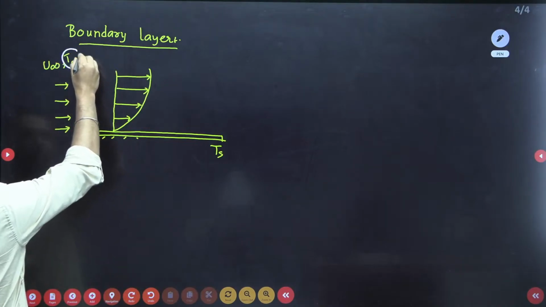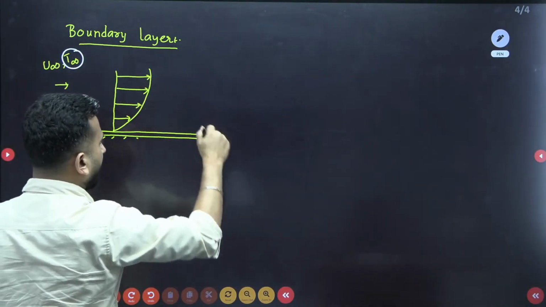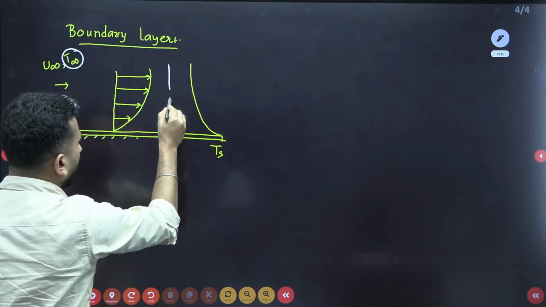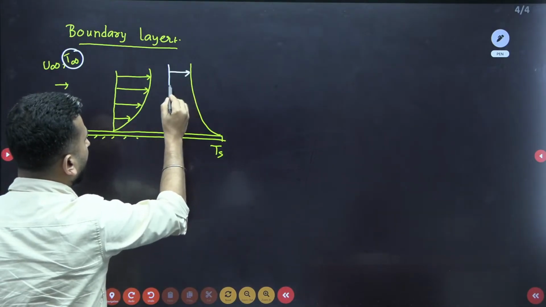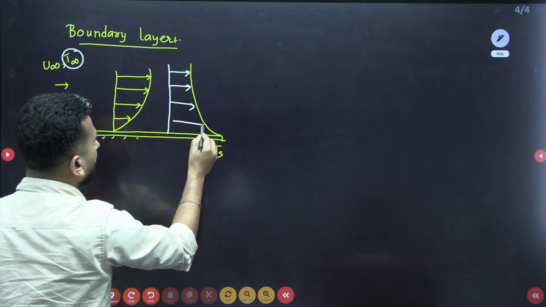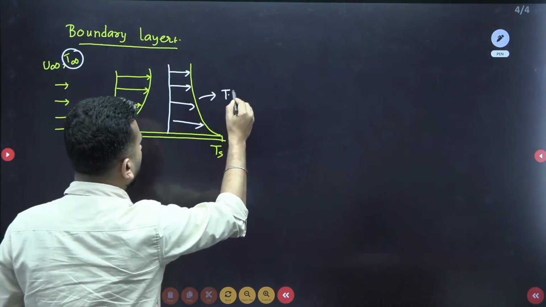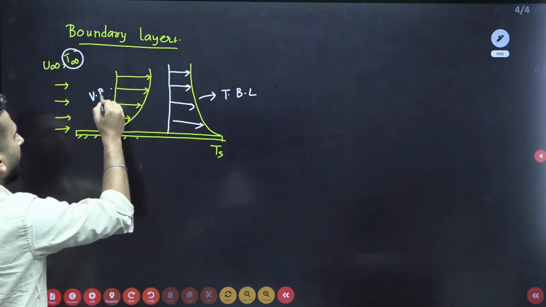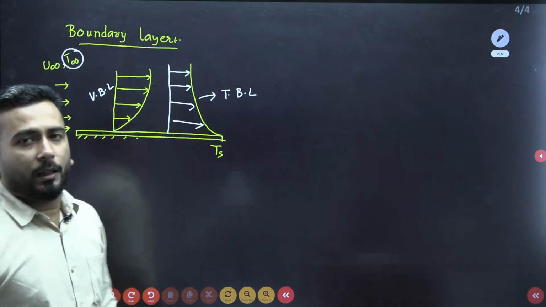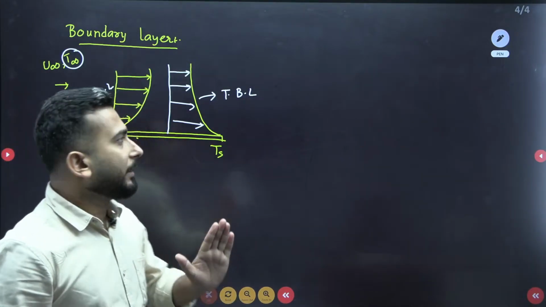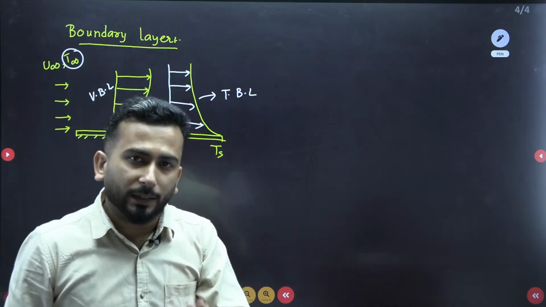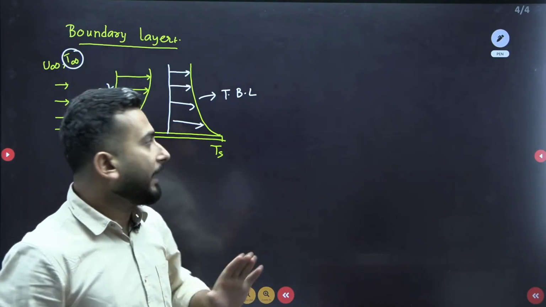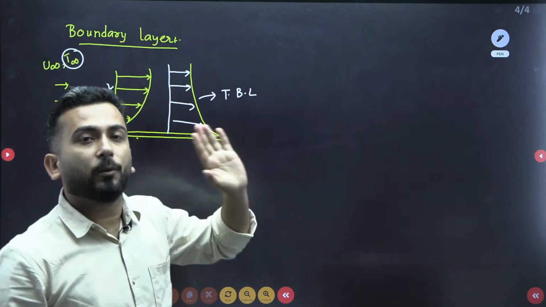The fluid is having a different temperature, T infinity. So due to the temperature difference, a profile, a layer is developed, and that is known as the thermal boundary layer, and this is known as the velocity boundary layer or hydrodynamic boundary layer. So at least we know that both layers are coexisting together, and it would be a very sensible thing to say that the formation of one layer is affecting the formation of the other layer.